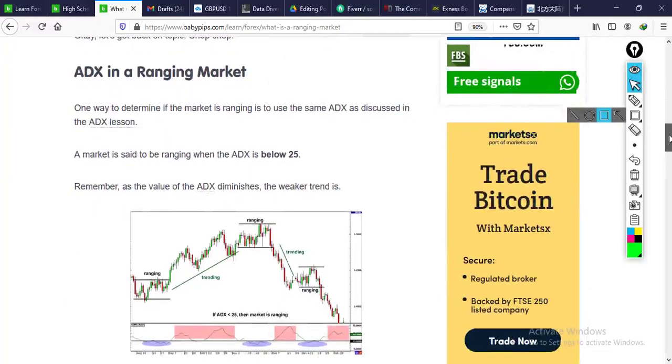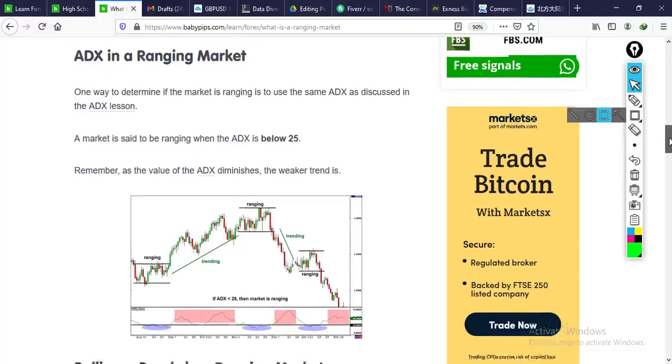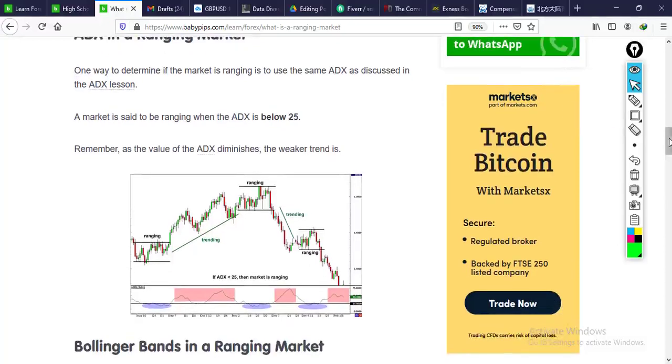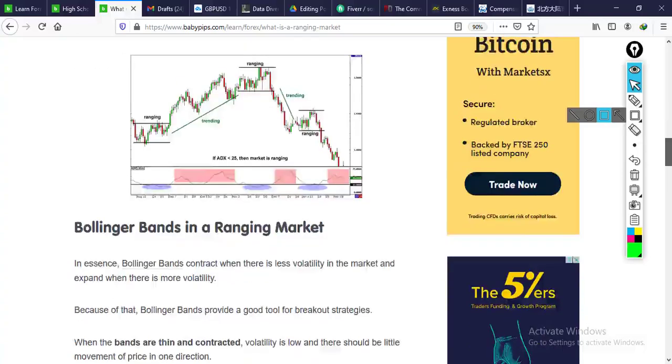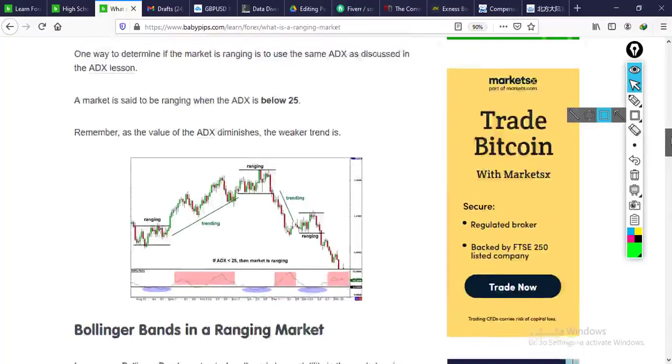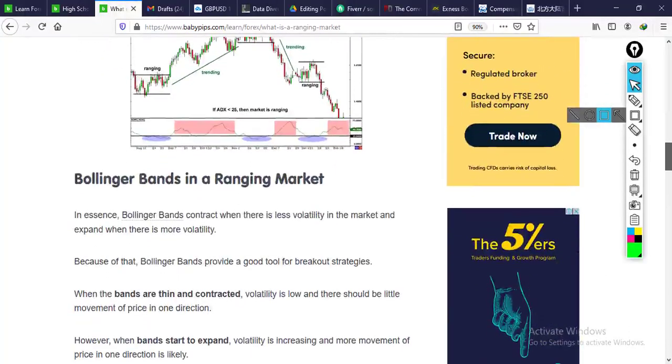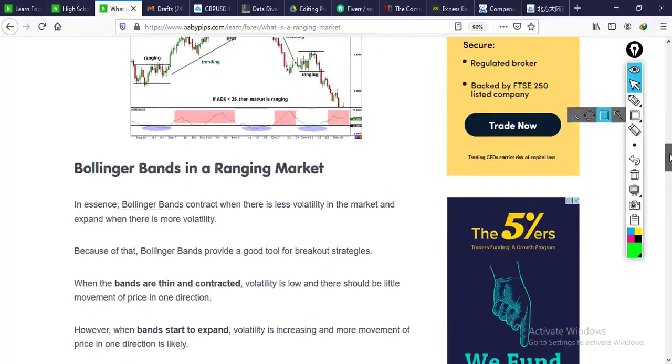You can use the ADX in a ranging market. The market is said to be ranging when the ADX is below 25. Remember, the market is said to be ranging when the ADX is below 25, okay? And that's what we said earlier on. The ADX also diminishes, and the trend grows weaker once it's below 25. It's no longer trending. And also remember the ADX is a lagging indicator.